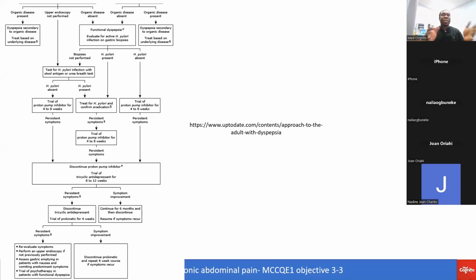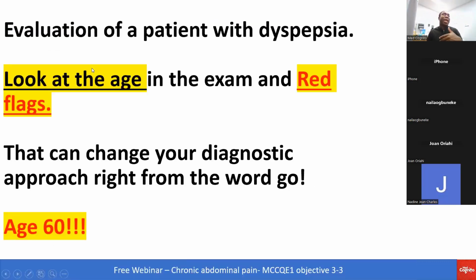Please, I want somebody to summarize that for us before we move on, because this is very critical. This is a board exam. Remember, this is not something where you can just say, oh, this patient, I'm just going to request an upper GI endoscopy or not. What are the steps based on age? Can somebody help me? I want to hear from you.